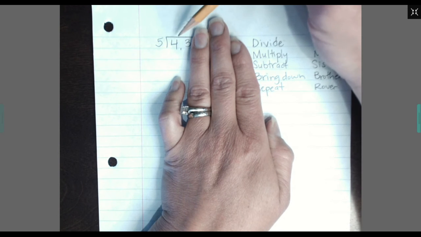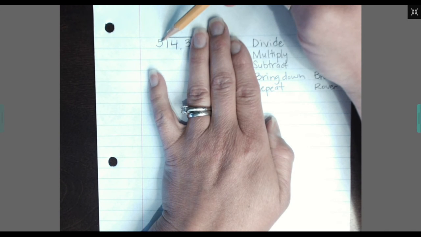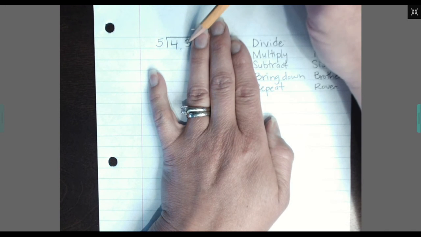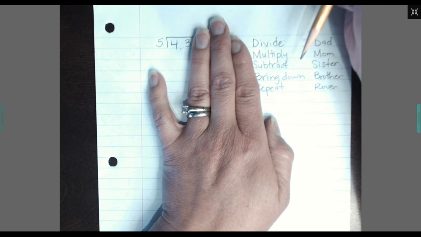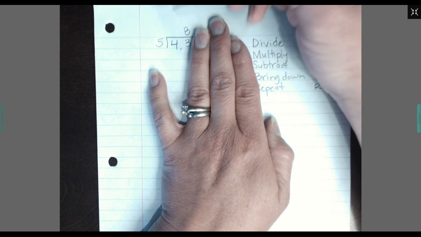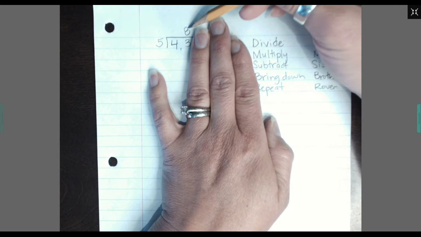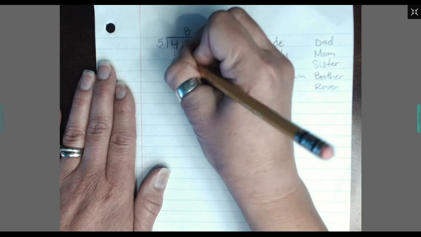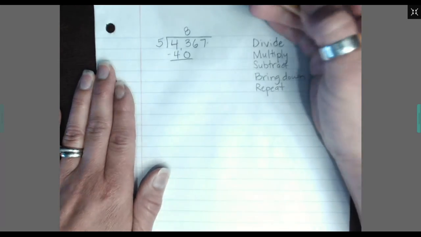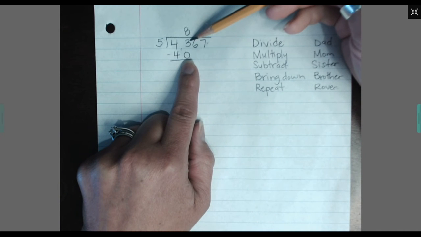Let's see, how do I say it? I'm going to divide 43 by 5, and the closest I can get to 43 without going over. So 5 times what gets me as close to 43 as possible? 5 times 8. Because my next step, multiply, 5 times 8 is 40. I cannot have any more 5s. If I had another 5, I would be too high.